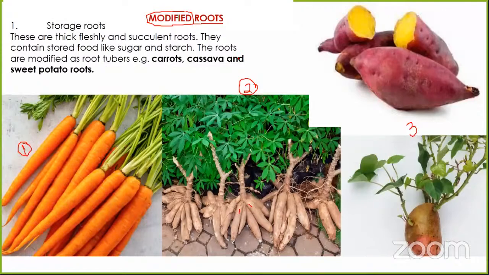And then Mawanda is saying, how about onions? I'll talk about them. Just relax. I'll talk about them one by one. But this is one of the modified roots. That is a storage root. Some roots are modified to store food. And then how about bulbs? Yes, I'm coming there. We can go to the next, breathing roots.